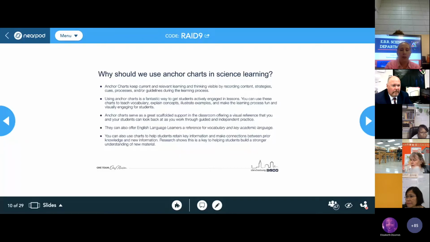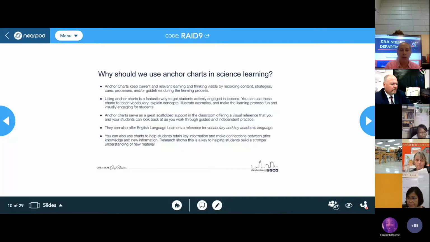They serve as a great scaffold in the classroom, offering a visual reference that you and your students can look back at as you work through guided and independent practice. So you can consistently refer back to that anchor chart. Someone has a question about a concept. Ask them before you give them an answer, refer back to this anchor chart we made, and then I'm going to get back to you in just a minute to see if you can figure it out.